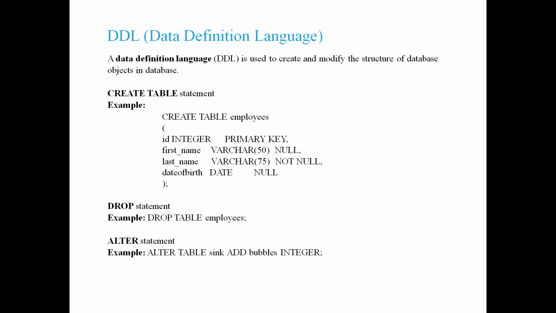The first one is DDL, data definition language, and the commands that fall under this language are create, drop, alter. So the commands we use to create a table or to change the structure of the table fall under DDL, data definition language. If you create a table, drop a table, or alter a table, these commands ultimately change the structure of the table. So these commands fall under DDL.